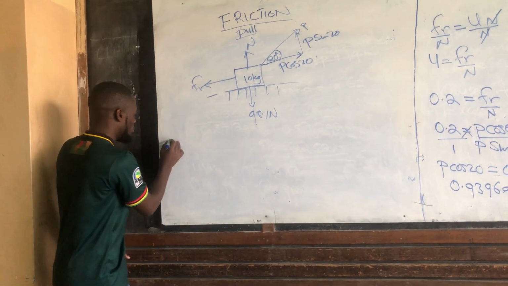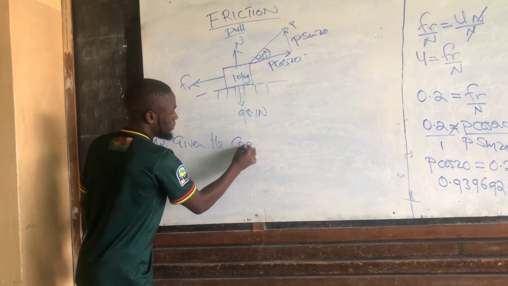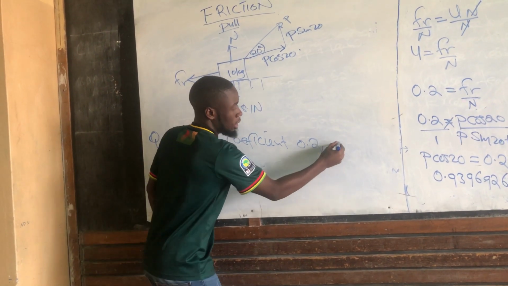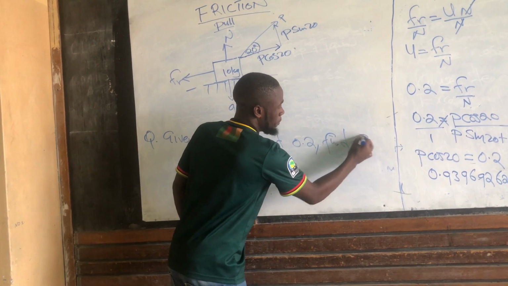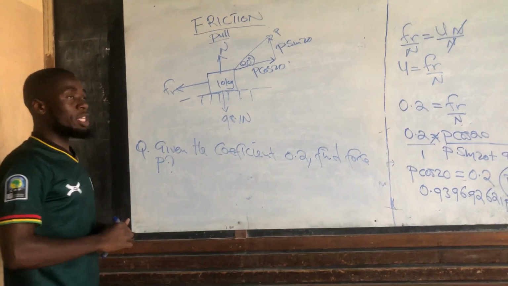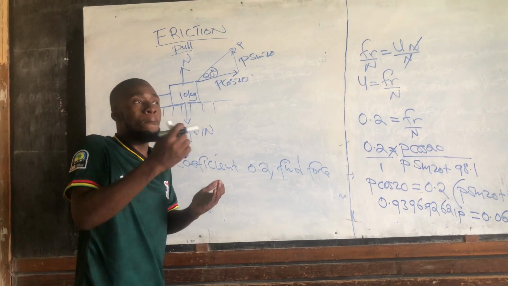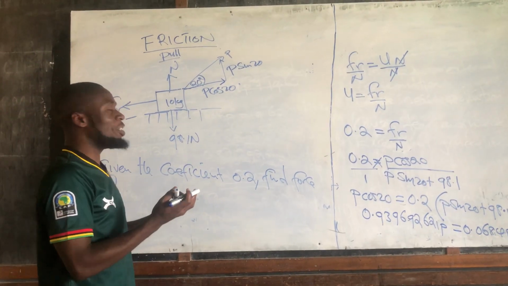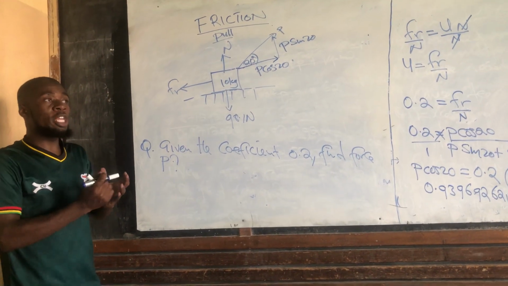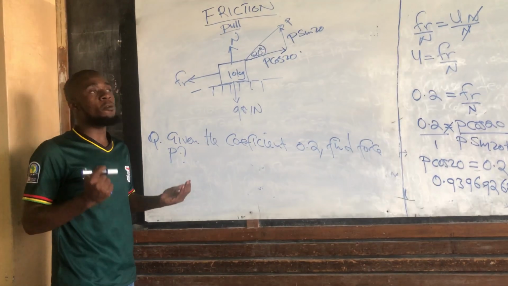So say the question is: given the coefficient of friction 0.2, find force P. All these questions they bring in the exam. They'll give you the same scenario, then they'll tell you to find for pull and for push. They'll carry somewhere around 15 marks, just 2 of them. Sometimes even 20 marks, just 2 of them. They'll bring them together for push and for pull.